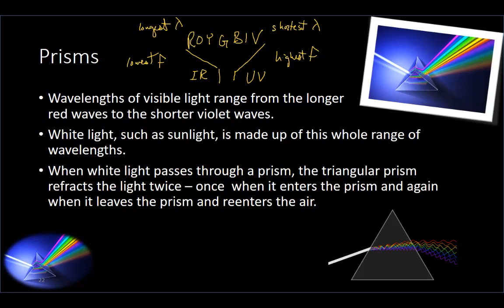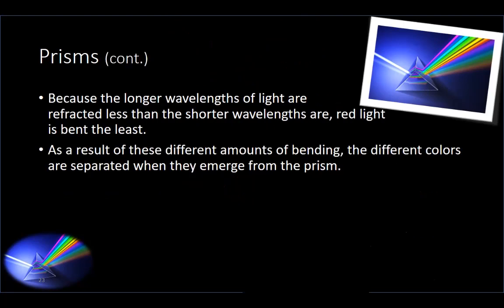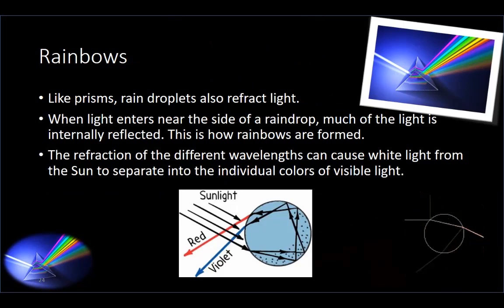Now, because of this, what we end up seeing is that the colors don't bend the same amount. Because the longer wavelength light is refracted less than the shorter wavelengths, red light is bent the least. As a result of these different amounts of bending, the different colors are separated when they come out of the prism. This is the same basic concept that occurs with a rainbow.